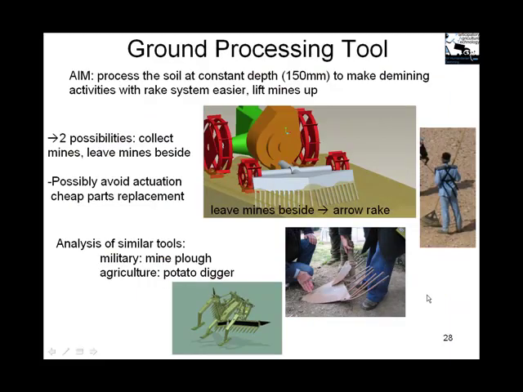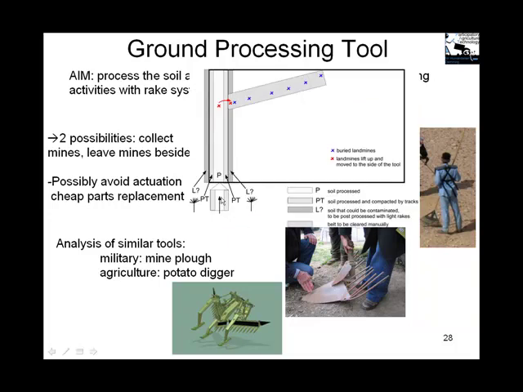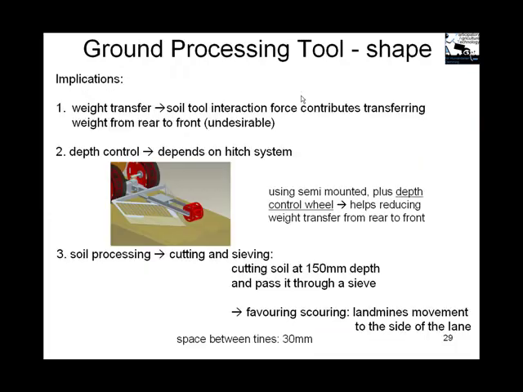So the ground processing tool is shaped like an arrow because the aim was to lift landmines on top of the soil surface and leave them beside the machine. So we looked into what exists and is similar, and we found the Pearson Engineering mine plow and the potato digger. So this is the way the machine works, where landmines are laid in patterns. So the machine is used only to locate where the pattern is, and then manual demining can keep on going.